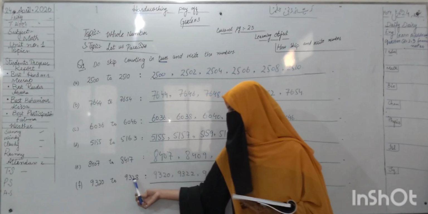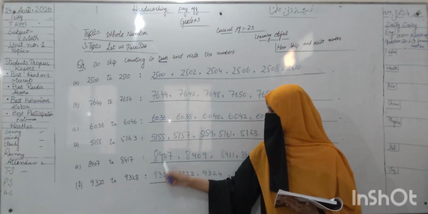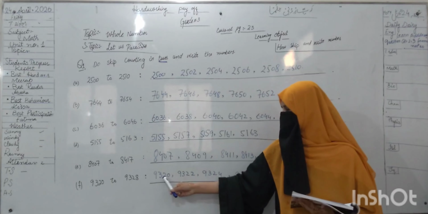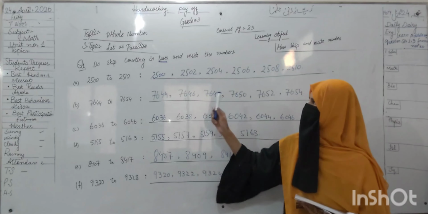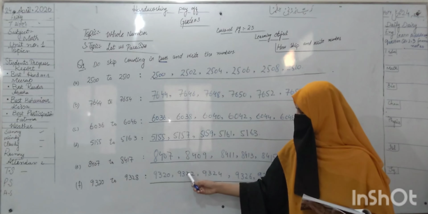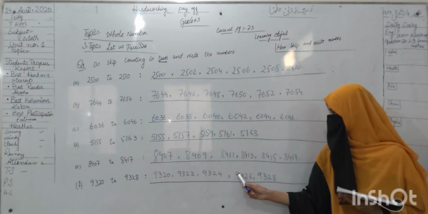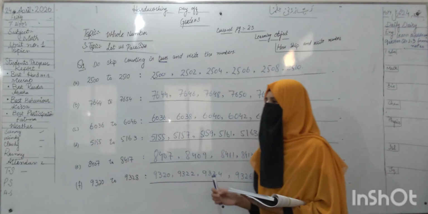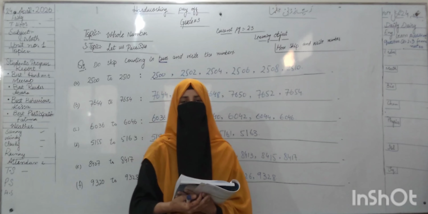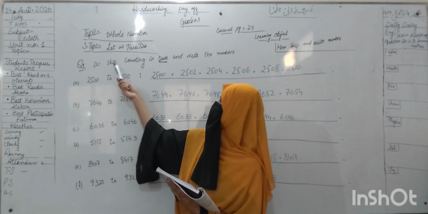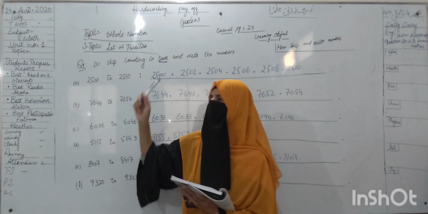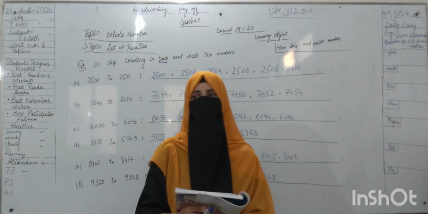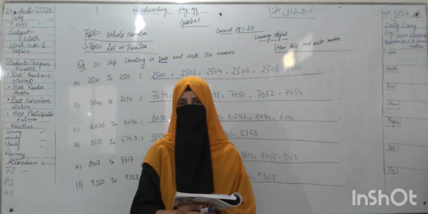9320 to 9328. So follow the skipping instruction and write this. 9320, skip counting twos, 9322, 9324, 9326 and 9328. So students, the number used for skipping is given in the instruction. Do skip counting in twos. The instruction may be 3, it may be 5, it may be 10. So follow the instructions, skip the numbers and write the next number.